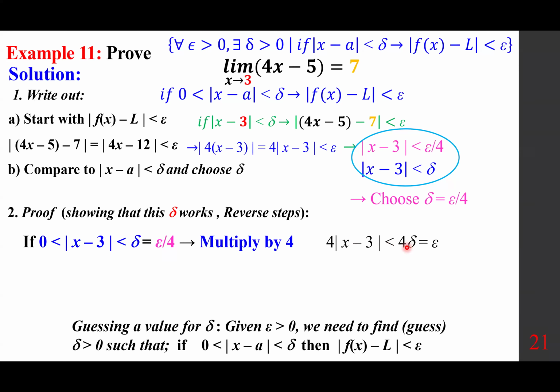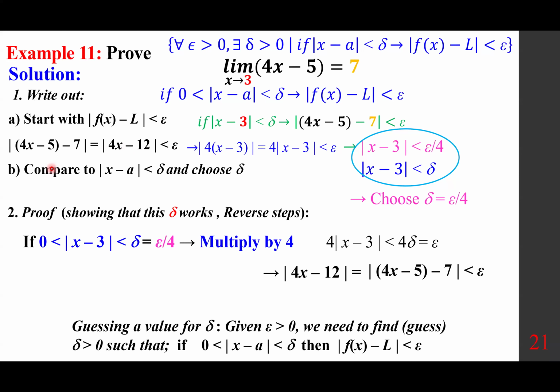So 4 times that is 4 sigma or epsilon. We can put the 4 inside. Remember, it's the reverse process. We are going back. And I can take the 4x minus 12 inside, because 4 times x minus 3 is 4x minus 12. I can take this inside and say 4x minus 5 minus 7, because I want to make sure it will look like this. See, I'm going this way.